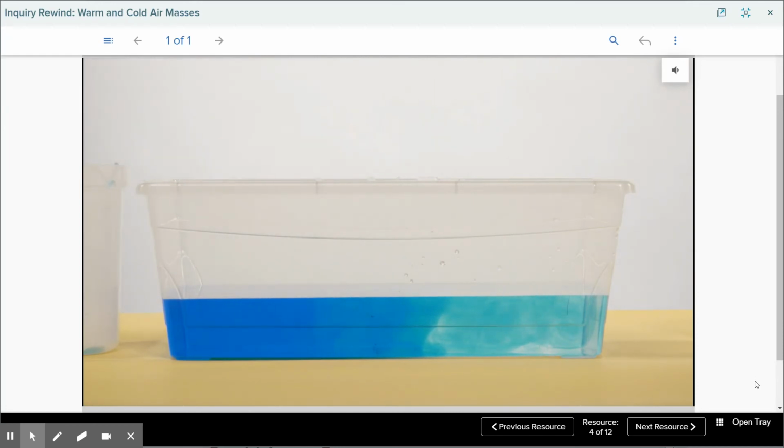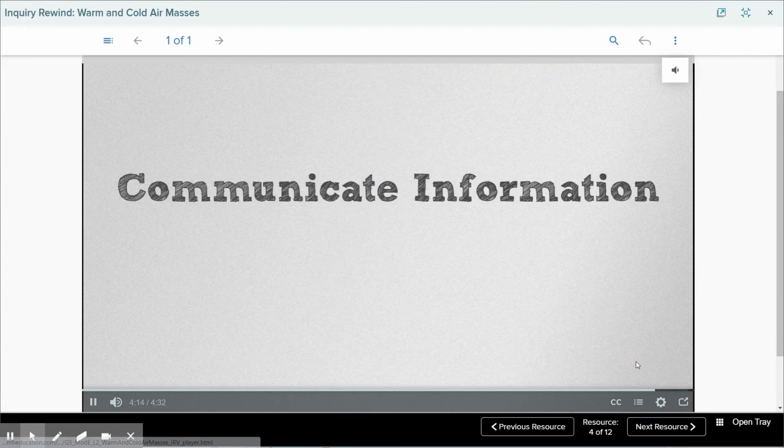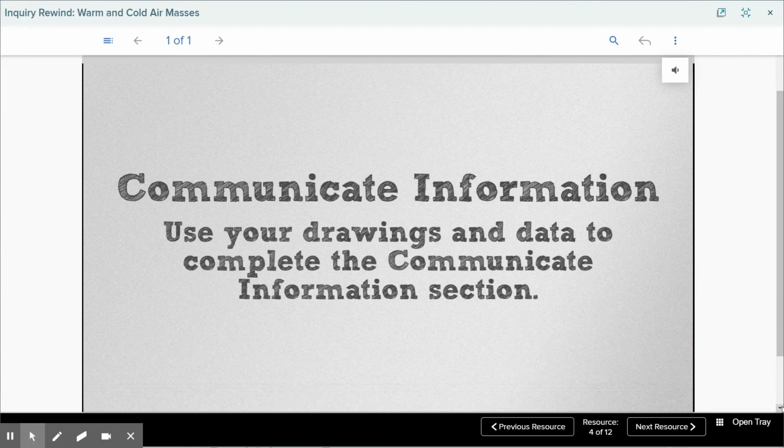What do you notice this time? How do the 2 amounts of water at the same temperature interact? Draw and record your observations. When you have finished recording, select Continue. Again, pause the video to record your observations. Then we will continue. Let's continue. Next, use your drawings and data to complete the Communicate Information section.